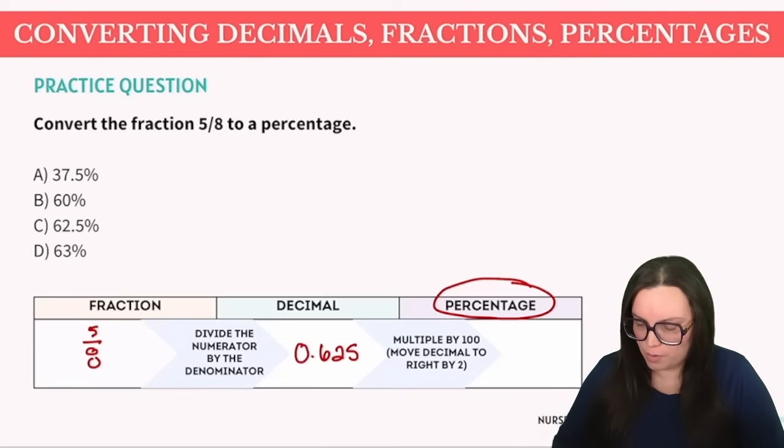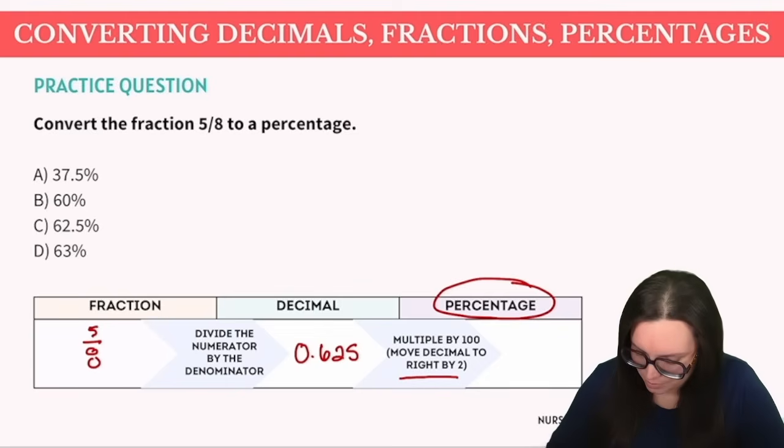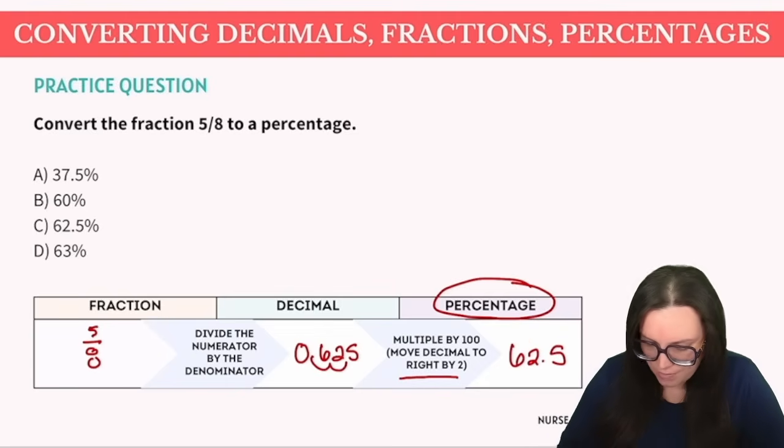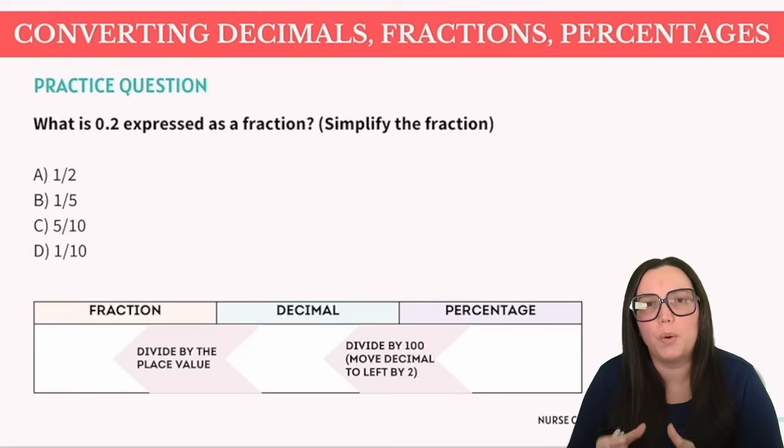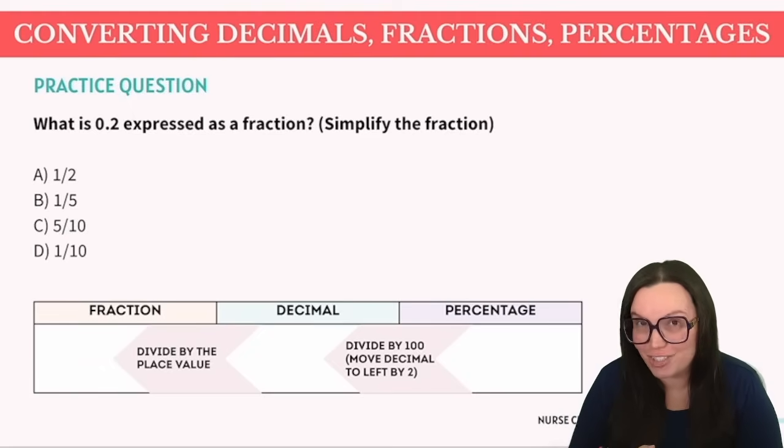Now, as we said before, we're going to multiply by 100 and move the decimal to the right 2 times. So we would go 1, 2. This would give us 62.5, leading us to believe that our correct answer is C, 62.5%.